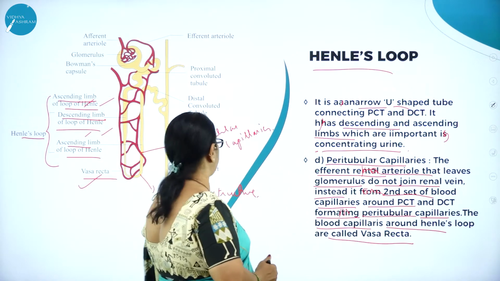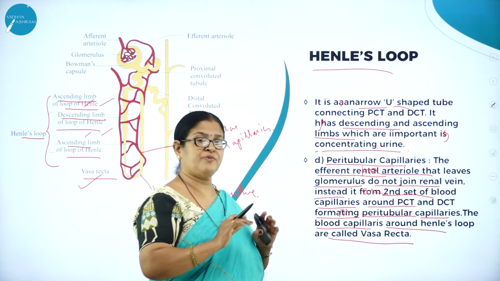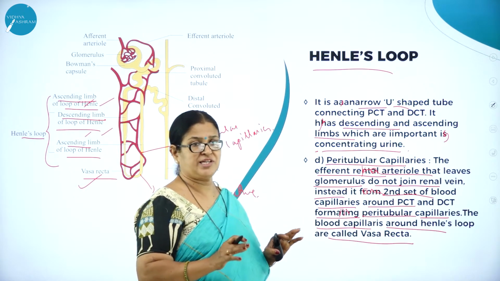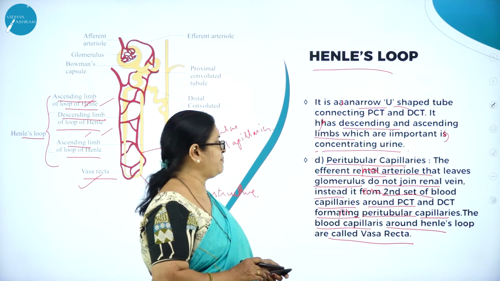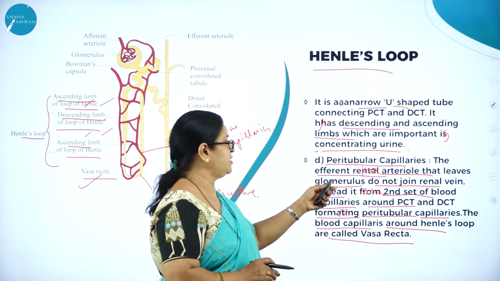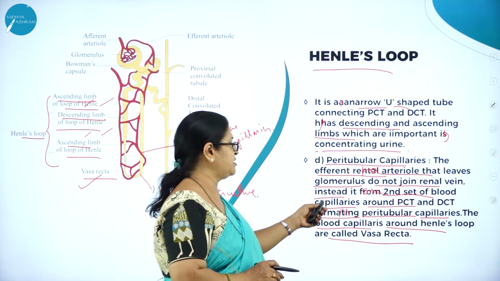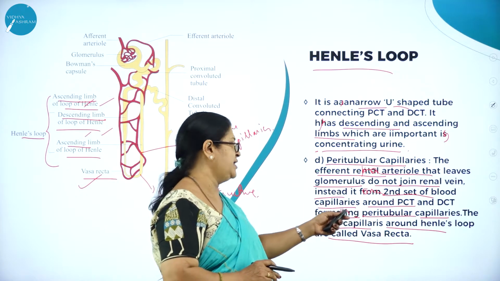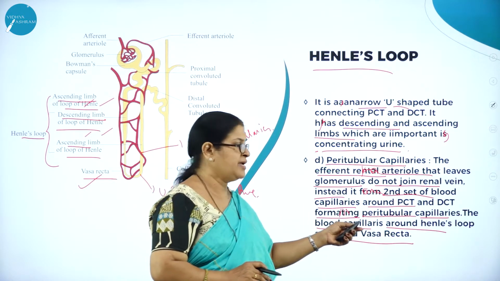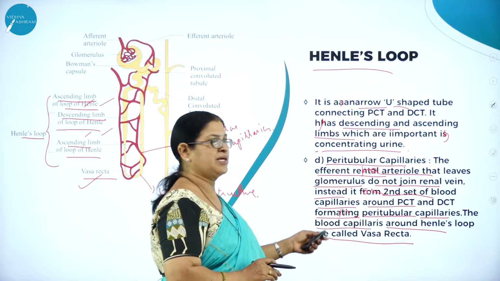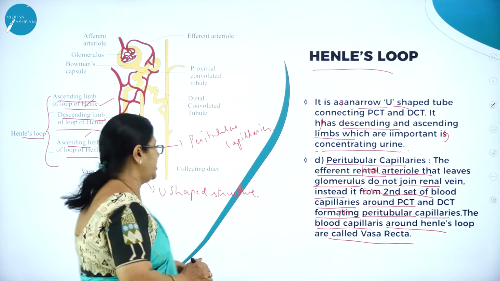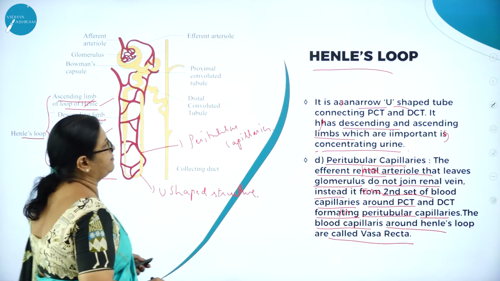Then peritubular capillaries, the blood capillaries that are found around the tubular section are called peritubular capillaries. The afferent renal arteriole that leaves glomerulus does not join renal vein. Instead, it forms a second set of blood capillaries around PCT and DCT, forming peritubular capillaries. So the blood capillaries around Henle's loop are called what? This is called vasa recta.